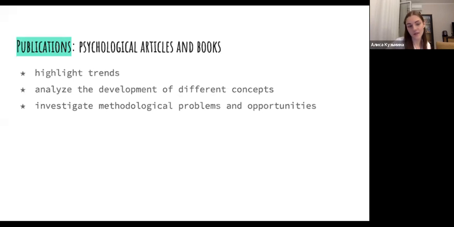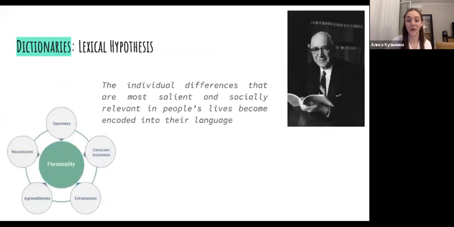And one more type of text that I'll shortly cover is dictionaries. And I think that if you're a psychologist, you already know who you will see on the next slide. Because, yeah, it's Allport. So in 1936, as I remember, American psychologist Gordon Allport, that you can see on the slide, and Odbert began to focus on finding the most efficacious way to describe differences between people's personalities. And they suggested that the individual differences that are most salient and socially relevant in people's lives become encoded into their language. And this hypothesis is called the lexical hypothesis.